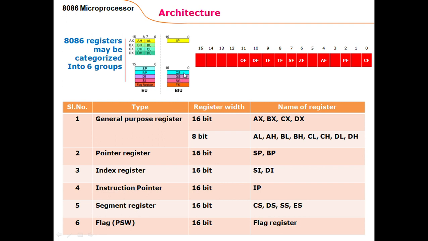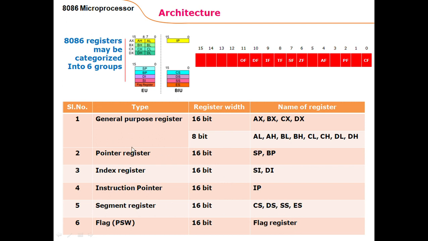These segment registers will provide the starting address of the memory segment. And then there is a flag register, which we just discussed. Flag register would store the program status word or the current state of the microprocessor. This is the 16-bit flag register in the 8086 microprocessor.